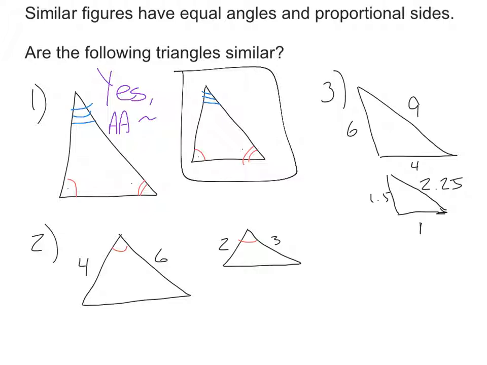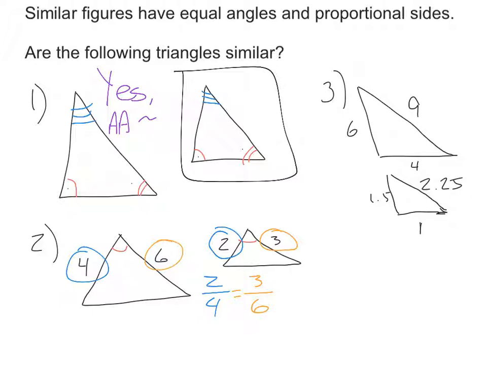All right, in number 2, we have another pair of triangles here. We have one set of congruent angles, and then we have two pairs of sides given to us. So let's take a look. The corresponding sides, 2 would go with 4. So we have 2 over 4. And then the other pair of sides, I have 3 and 6. So I'll put 3 over 6. And they should be proportional if this works.